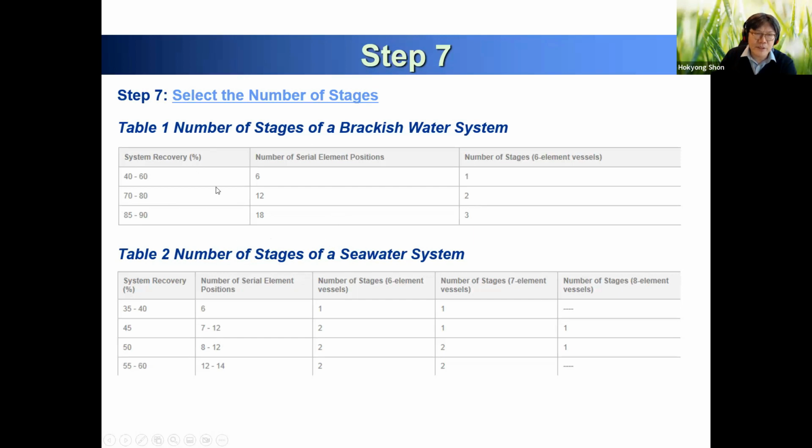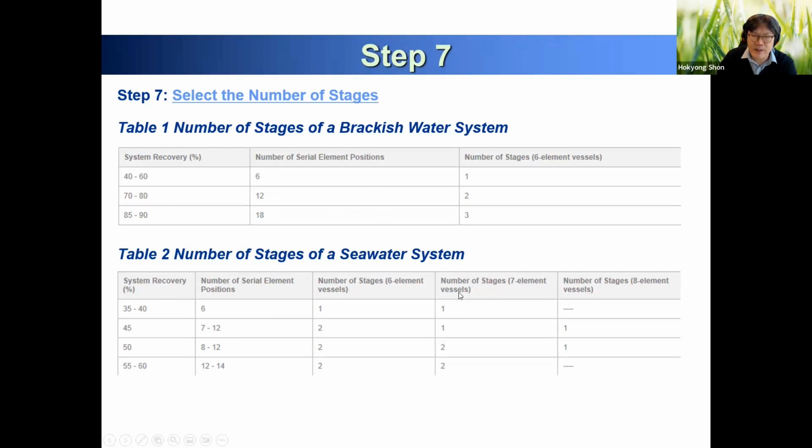So this is your current position for element stage in brackish water. You will look at it like a steady desalination plant. You want to recover 45 to 50%, which means you need a number of serial element positions of 7 to 12. Then you need a stage around 2. Two stages you have to design.